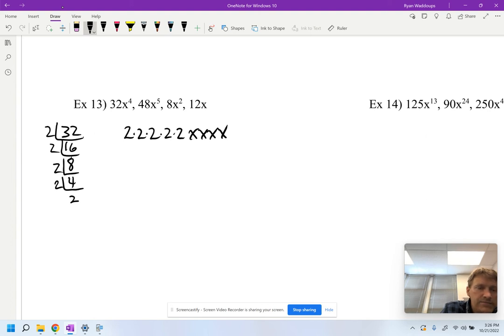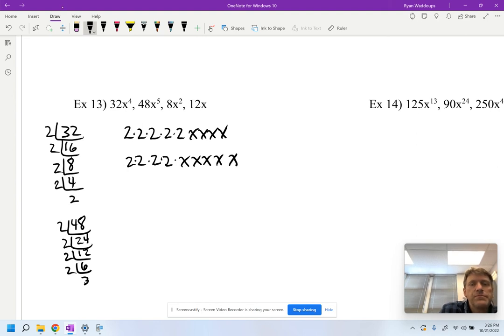And 48 is 2 times 24, 2 times 12, 2 times 6, and 2 times 3. So I have 4 2's, times x 5 times. And then I have 8x squared. 8 I've done before, so I'm just going to say it's 8. 2 times 2 times 2 is 8. And x squared is x times x.